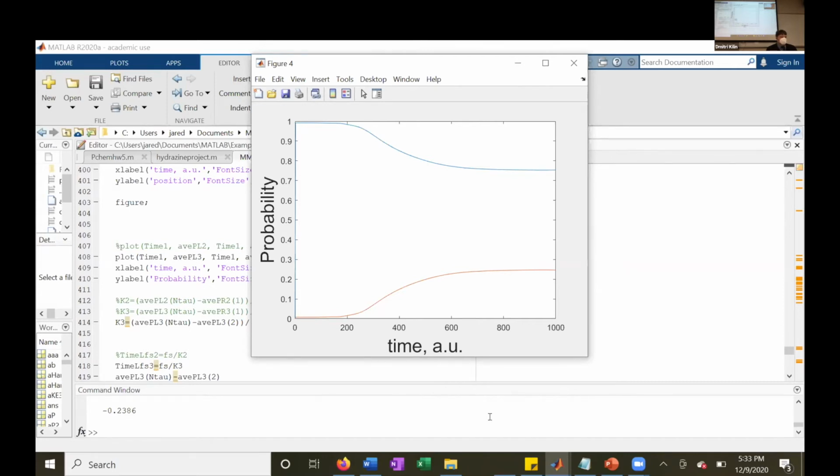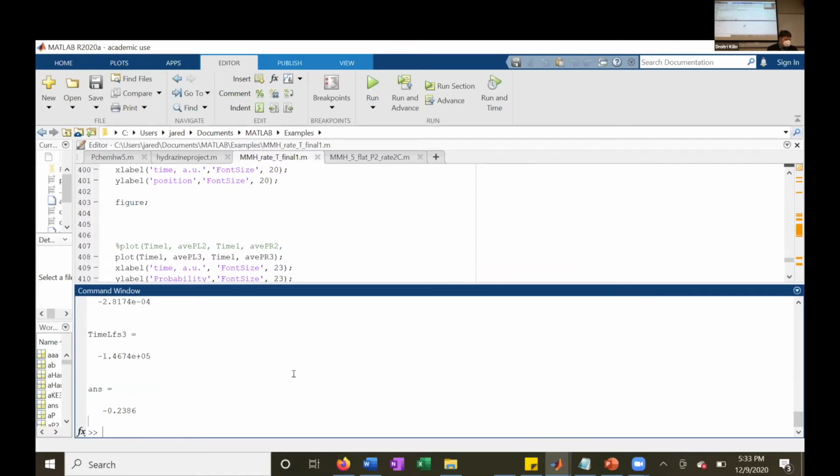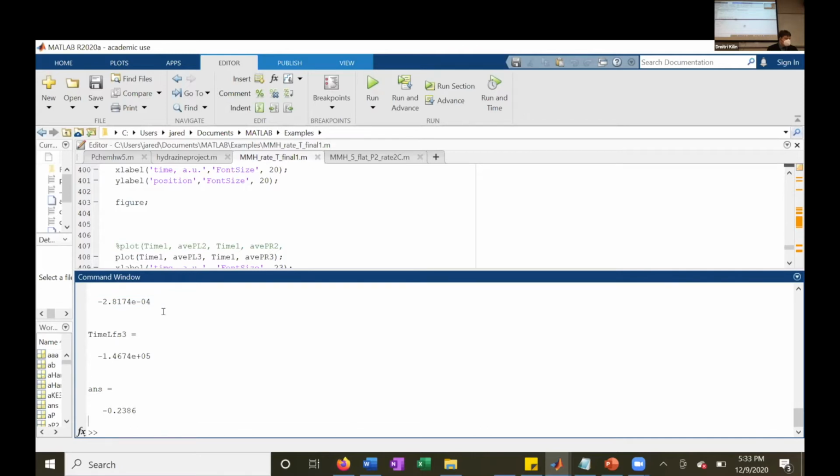So 0.2 divided by 200 will be 1 to the minus 3. Let's look at what value it calls. It is 2.8 to the minus 4, so maybe 3 times smaller than I estimated. So it's not bad. You can do it by hand. But there are additional ways to assess the rate.